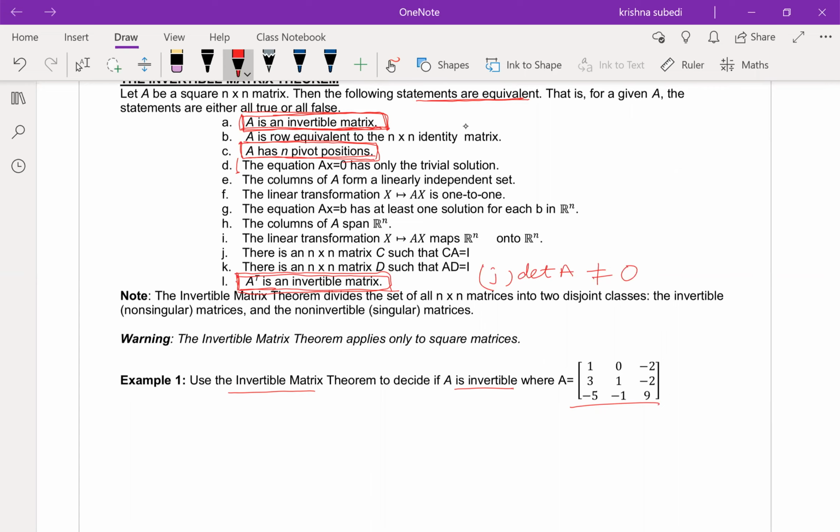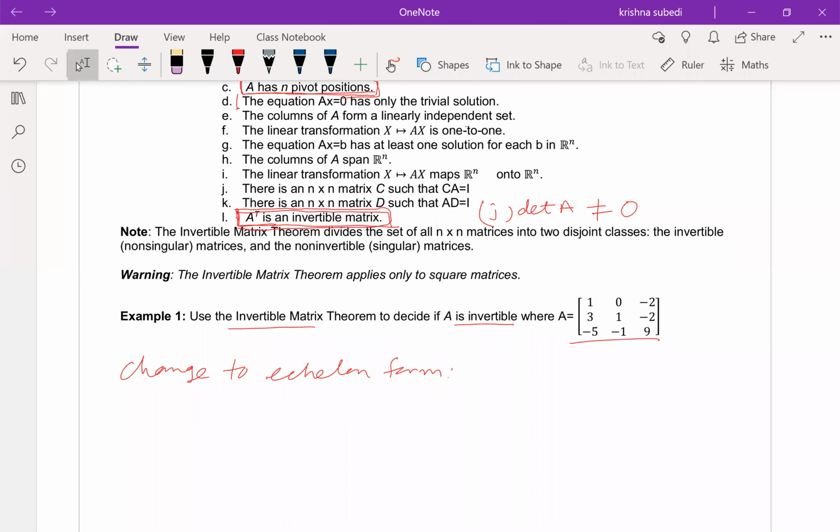So we have about 5 minutes. Can you change it into echelon form? And once you change it into echelon form, you will notice how many pivot positions there are. I trust you can change it into echelon form, so let me just directly write it down using my online calculator, which changes this matrix to echelon form right away.